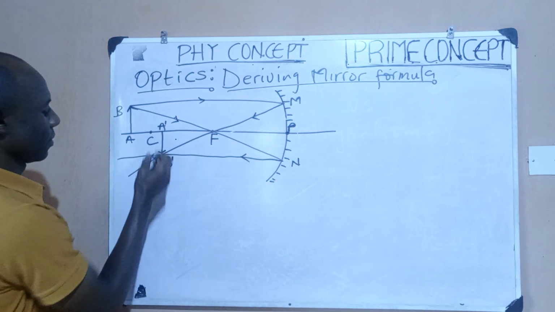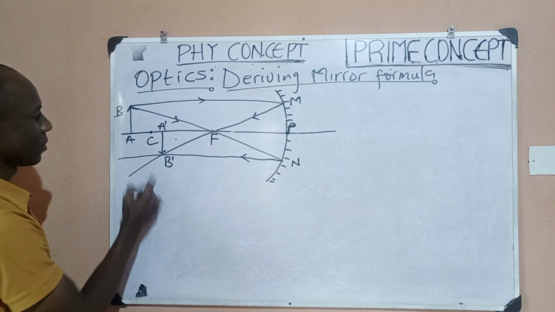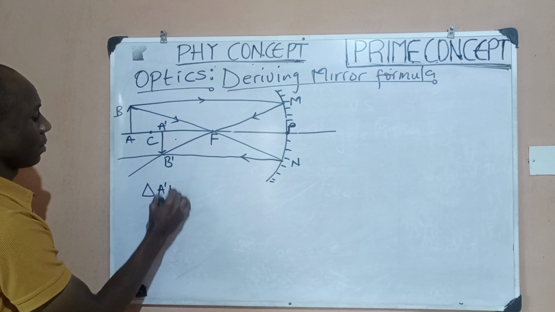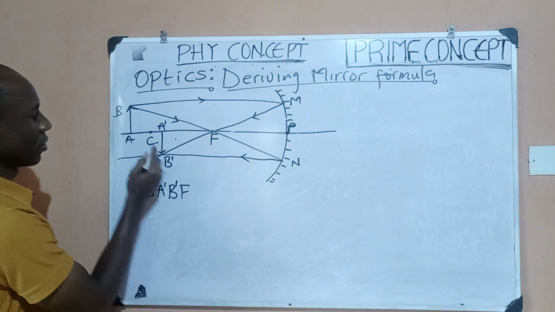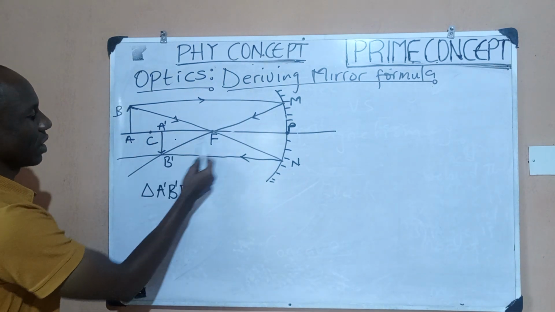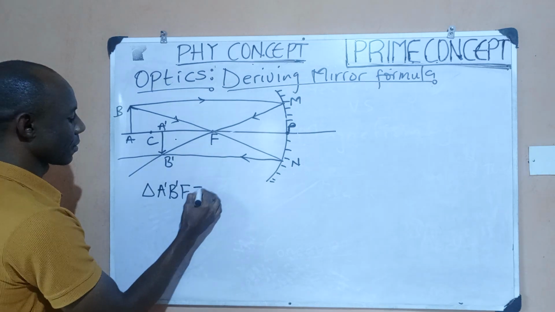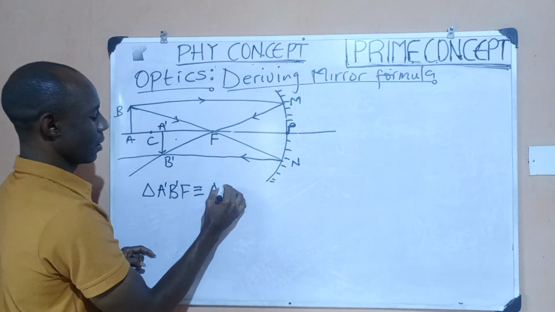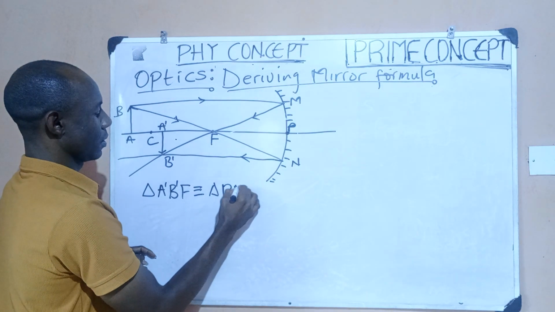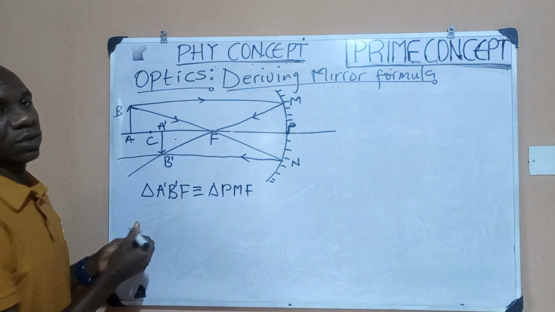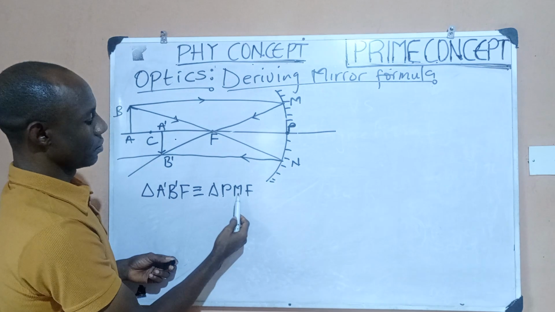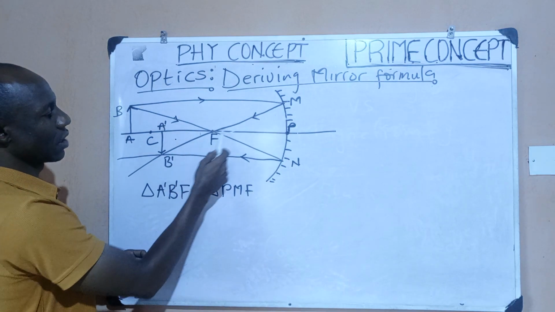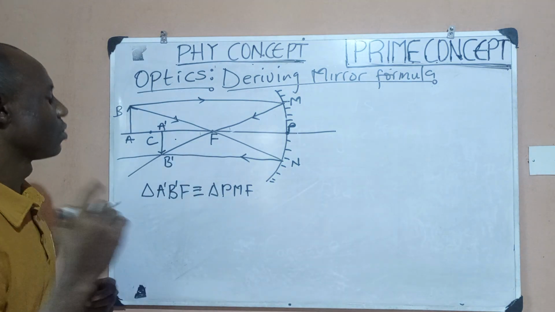Now, first, we want to consider this triangle. So we're going to consider triangle A prime B prime F, which is this triangle you can see. This triangle is similar to triangle PMF. So these two triangles are similar. What is triangle PMF? So this is PMF. So this triangle is similar to this, of course, because these angles are equal. So those two triangles would be similar.